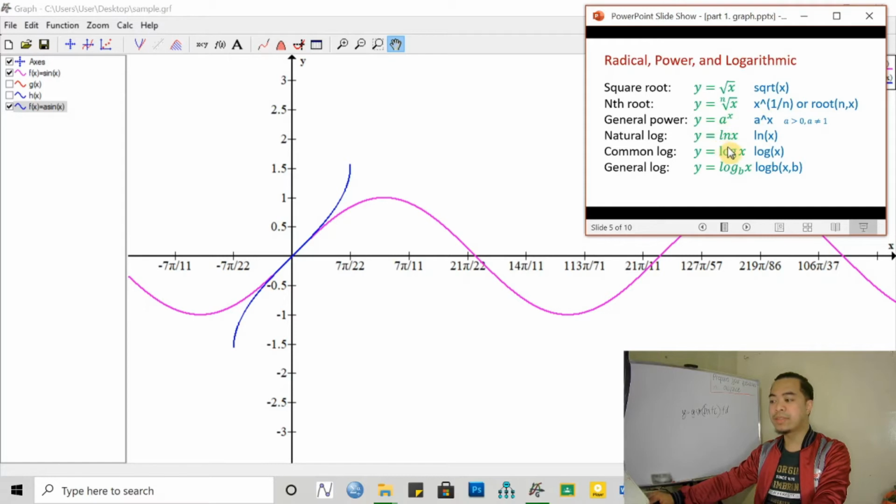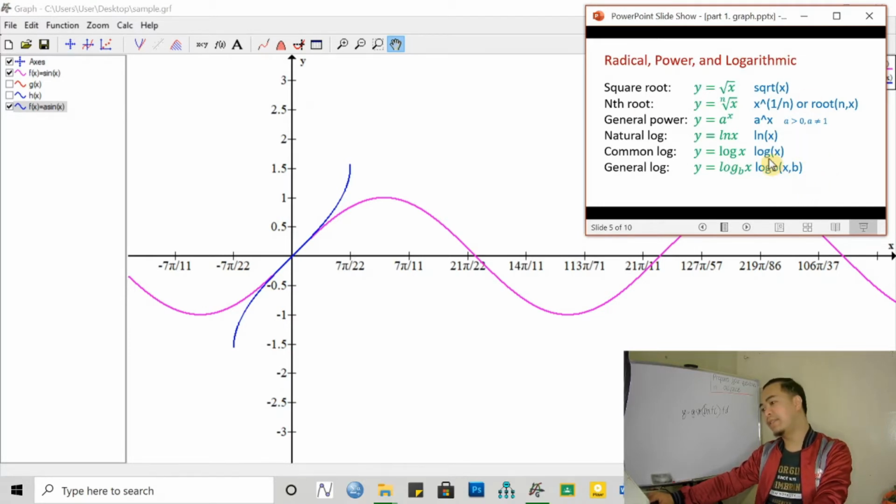Natural logarithms, this is ln x. It's just the same, ln x. Also, for the common logarithm, we have log x. This means that the base is 10. Yes, it's just the same if we write it in the graph calculator, log of x. The general logarithmic function, we have logarithm of x to the base b. How should we write this one? We use log b x and then comma b.